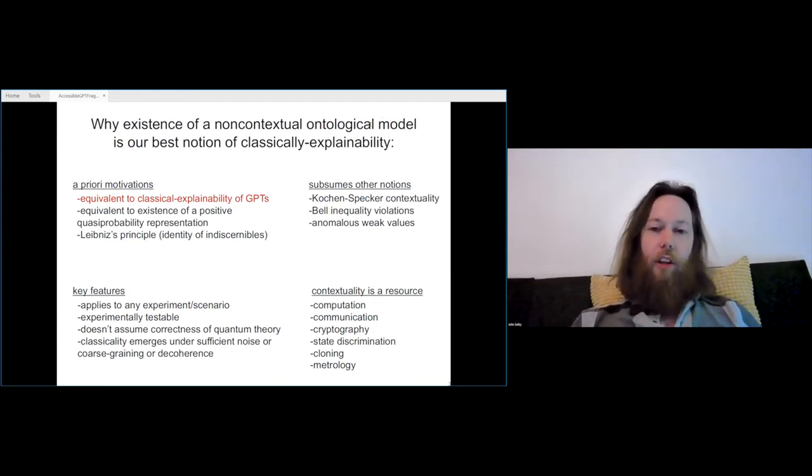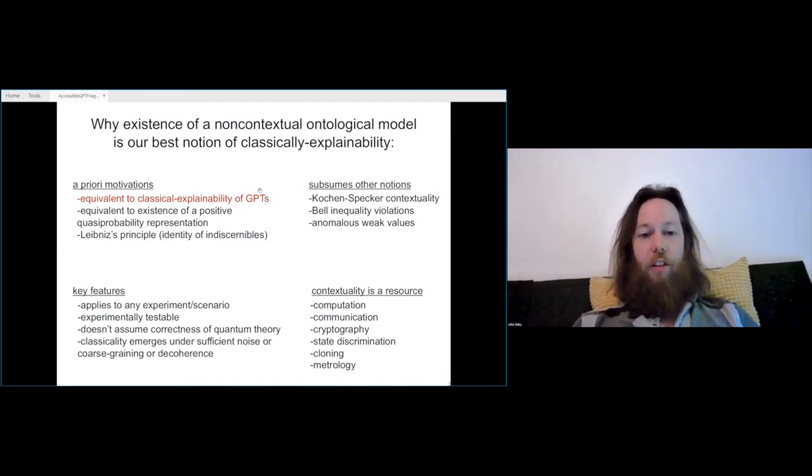And I'm not really going to go into the details of this, because one of the nice things that come out of recent work that we've been doing is that there's an equivalent characterization of this idea in the language of GPTs. And so I'm going to present things in the language of GPTs, that's generalized probabilistic theories, because this gives a really nice geometric way to understand things, and has let us prove some interesting new results that I think are quite surprising that I'll get to at the end.